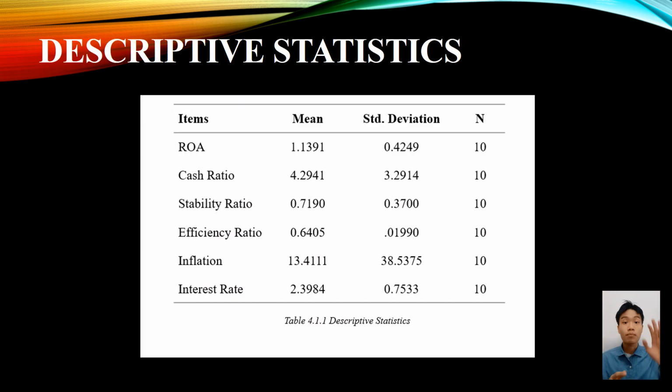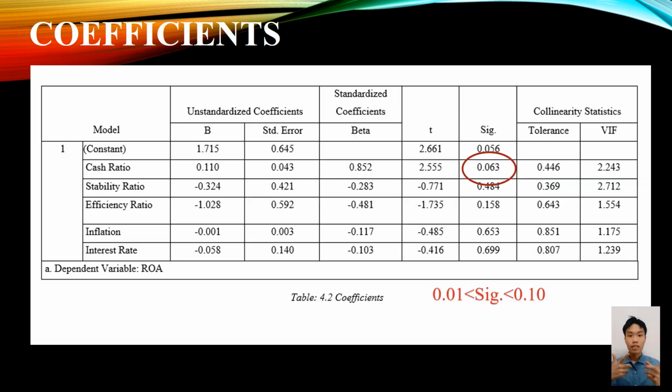First of all, here is the descriptive statistics from the 8 internal variables, and we come out with these 6 variables of ROA, cash ratio, stability ratio, efficiency ratio, inflation rate, and interest rate. We can see the N is 10. That means we combined those two non-profit organizations to produce the statistics.